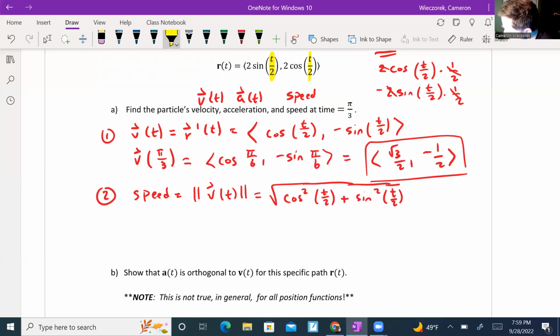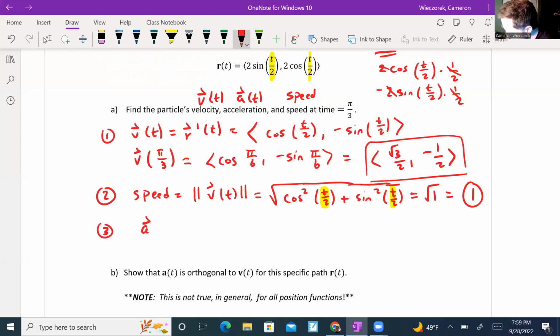And notice the argument is the same. You're taking the cosine squared of the same angle and the sine squared of the same angle. This is our favorite Pythagorean identity. Sine squared of some angle plus cosine squared of the same angle, in this case t over 2, would just be 1. So this is the square root of 1. Constant speed. We have a constant speed for this particle.